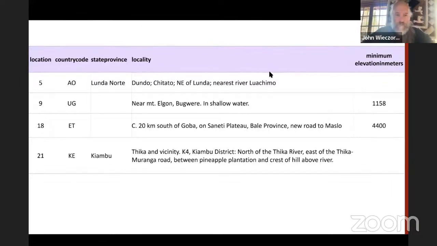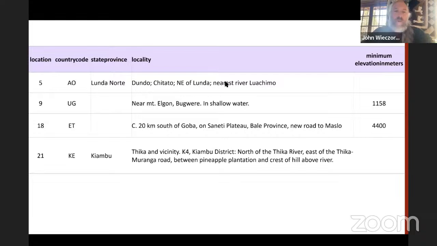Okay, you can see my screen and you can hear me? Yes. Okay, so we're doing this location 5, country code AO for Angola, a state province, Lunda Norte, and a locality that has been separated by semicolons into 4 different parts.